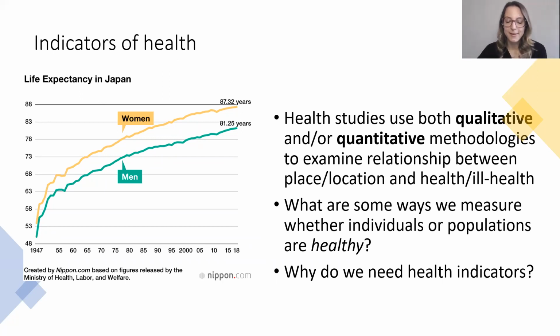So a lot of times health studies will use both qualitative and quantitative methods to examine relationships between, as we talked about, geography, so places or locations, and their impact on health or ill health or diseases, in other words. But what are some ways that we measure whether an individual or a population is healthy? So I wanted to ask you guys, what do you think? What are ways that we can actually measure whether a population is healthy, whether individuals are healthy? What are some indicators that we might use to be able to come to that conclusion? Any ideas?